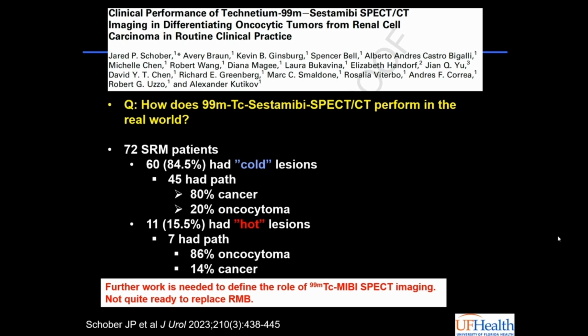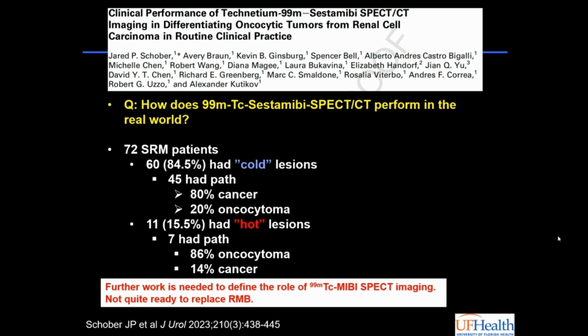As we know in medicine and science, things are not always perfect. So this is a group from Fox Chase that applied sestamibi SPECT in the real world setting in 72 patients with kidney masses. Unfortunately, the performance characteristics did not hold up to be as accurate as the preliminary study, in that 60 tumors were cold on sestamibi SPECT, and you would expect those to be all cancers, and 20% of those actually had oncocytomas. Also, 11 had hot lesions, and these would all be expected to be oncocytomas.